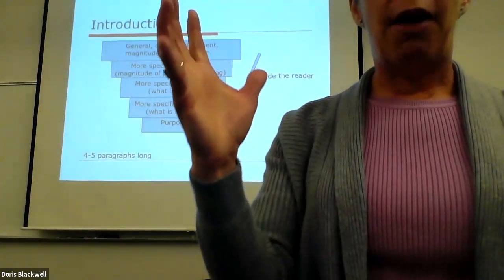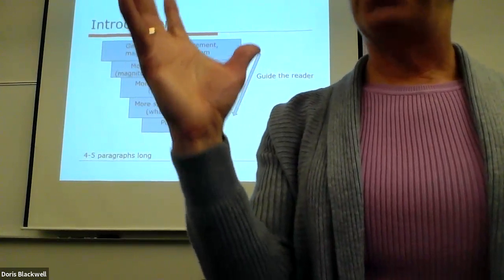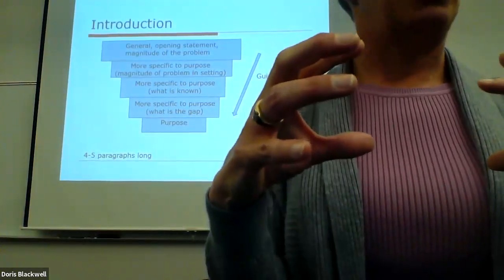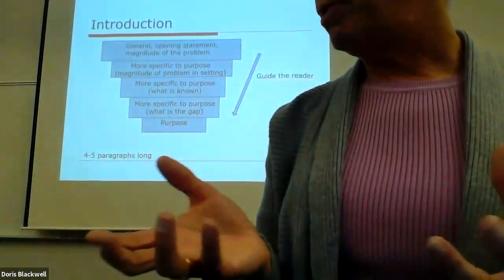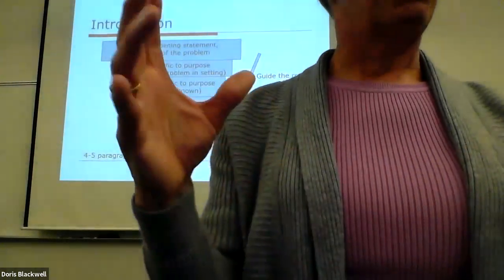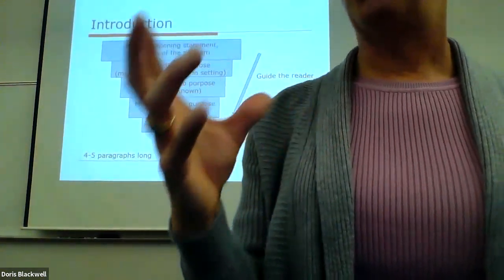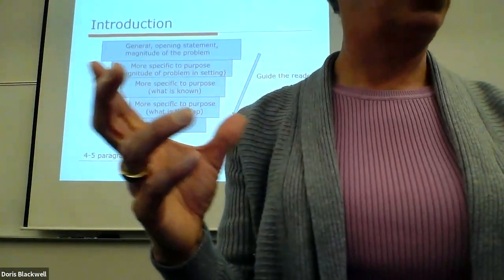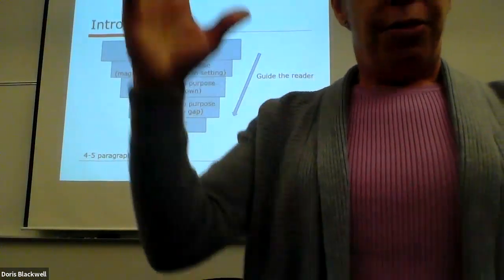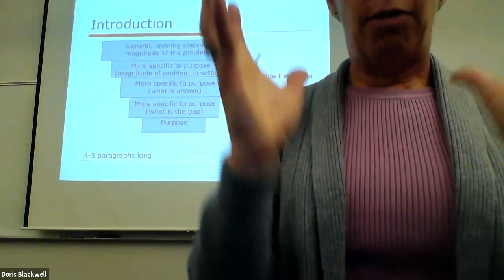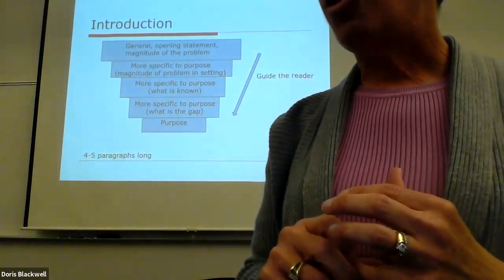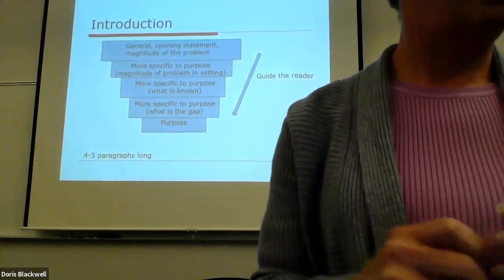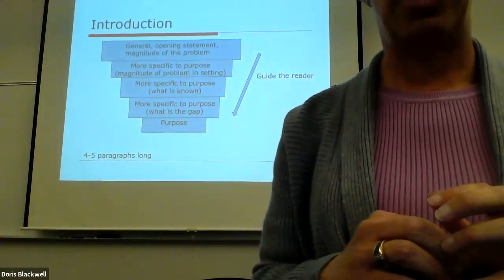So the second paragraph, we want to be more specific to our purpose statement. We might want to talk about the magnitude of the problem within our setting. So globally, 37 million people are infected with HIV. Locally in Clark County, then I might talk about who is most likely to be impacted, where the majority of new HIV infections are occurring. The next paragraph, again, we're funneling down more specific to our purpose. So what do we know about this topic? What do we know about HIV transmission in Clark County, if my study is going to look at HIV in Clark County?